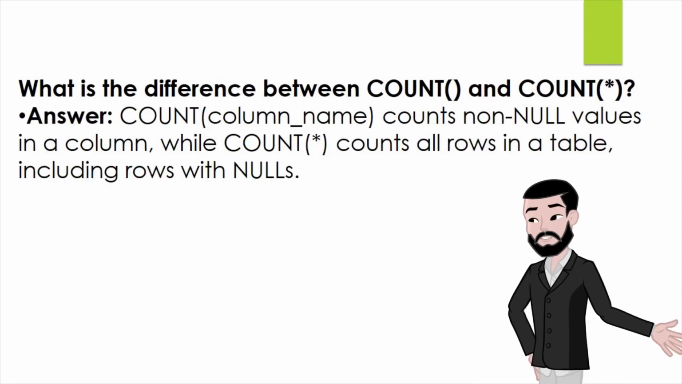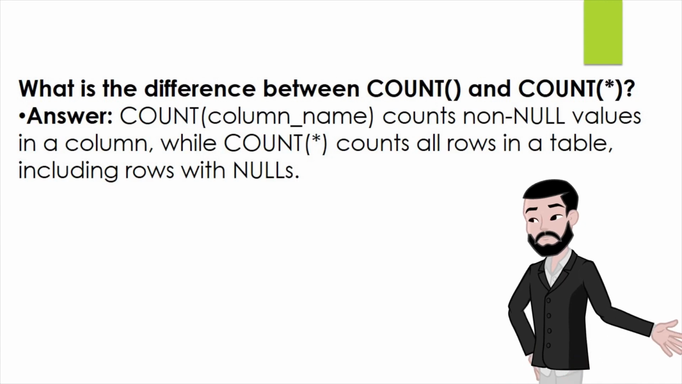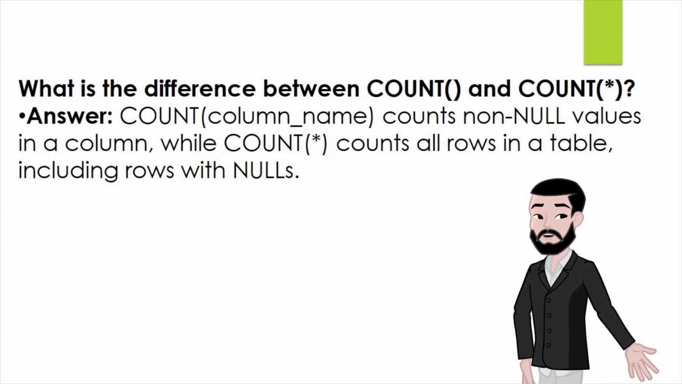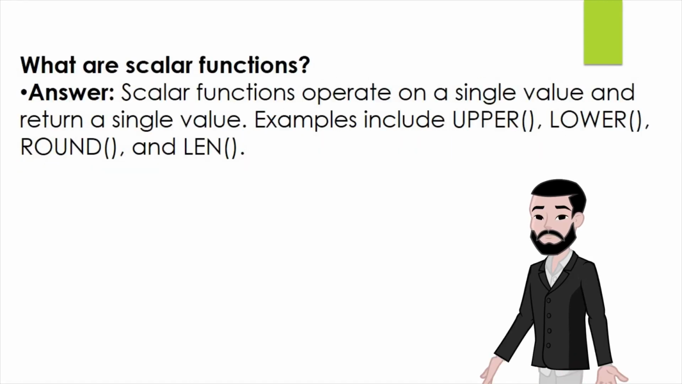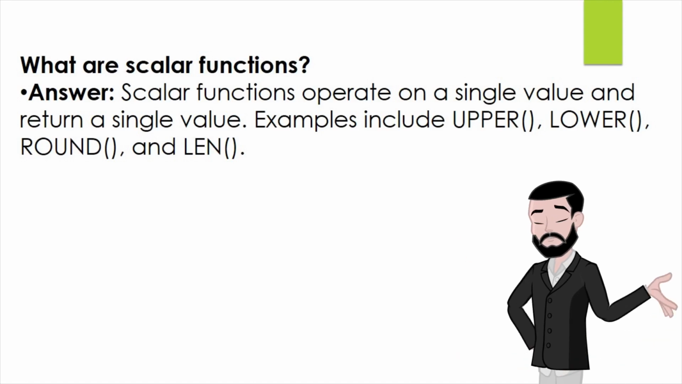What is the difference between count(column name) and count(*)? Answer: count(column name) counts non-null values in a column, while count(*) counts all rows in a table, including rows with nulls. What are scalar functions? Answer: scalar functions operate on a single value and return a single value. Examples include upper, lower, round, and len.